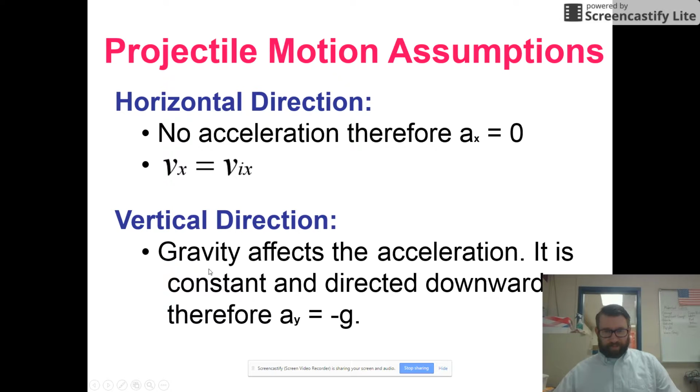Vertical, gravity affects acceleration. It is constant and directed down. Therefore, your A sub y will always be a negative g, negative 32 feet per second squared, or negative 9.8 meters per second squared. So in this case, Vy equals your initial velocity of y minus gravity times time.